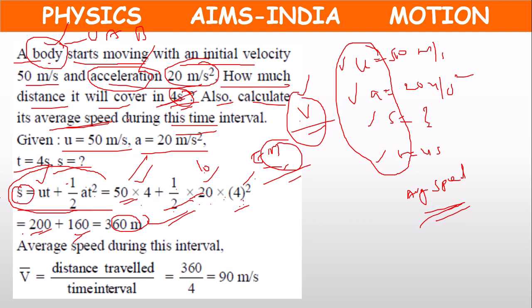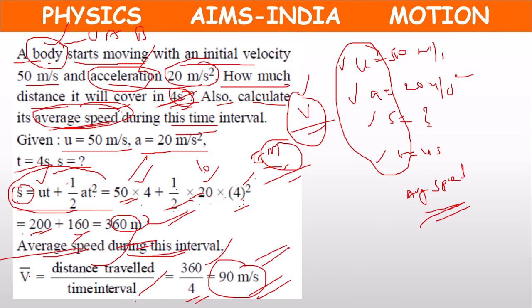But they have also asked us to find out the average speed. The average speed during this interval, the formula is total distance traveled by total time interval. Total distance traveled is 360 by total time is 4, which is equal to 90 meters per second. So this is the answer.